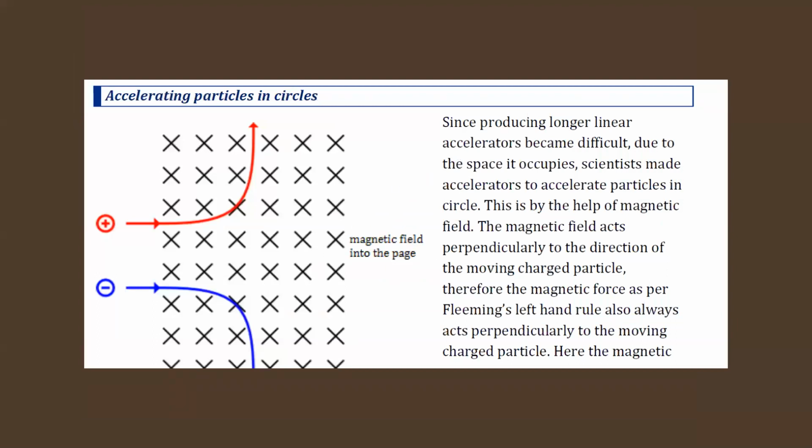Then, as we know, whenever we have a charged particle, a moving charged particle produces a magnetic field. So this magnetic field interacts with the magnetic field of a permanent magnet. A cross means the magnetic field is into the page. If you want to find the force on the charged particle, you will use Fleming's left hand rule.